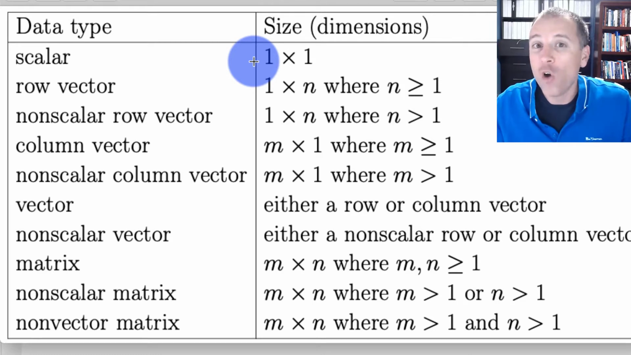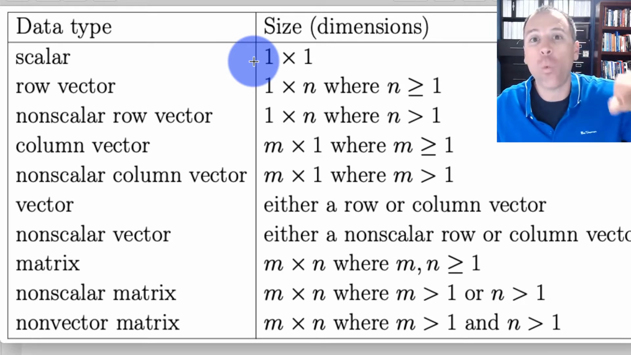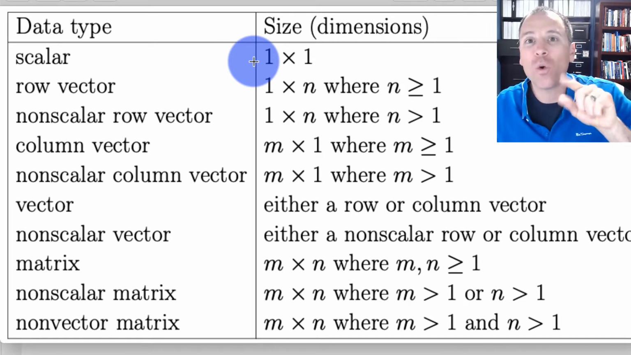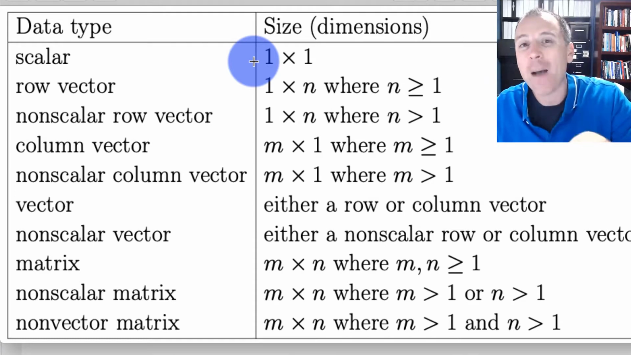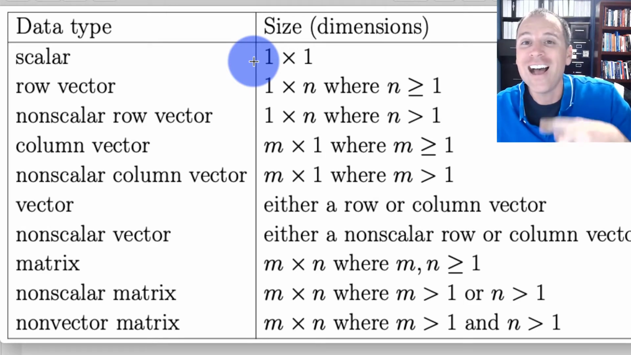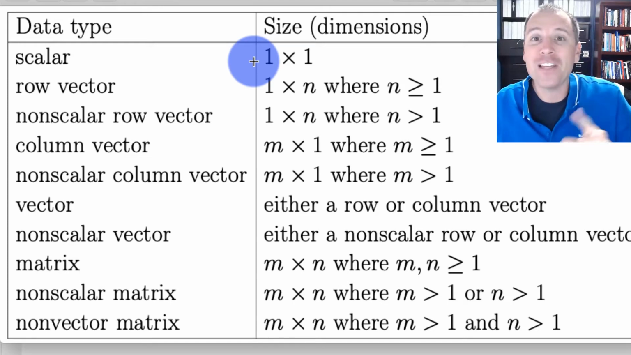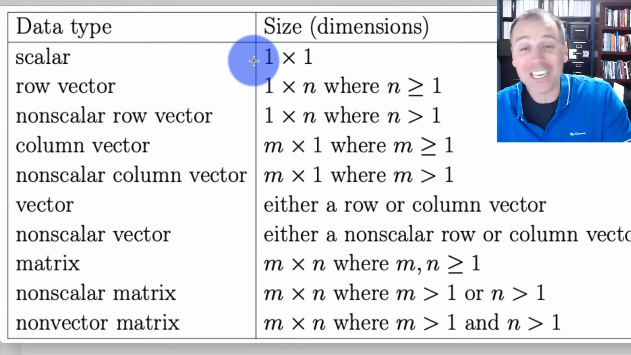Anytime we refer to a row vector, we say that that is a 1 by n vector where the number of columns n might be bigger than or equal to 1. If it's exactly equal to 1, that's called a scalar, but it's also called a row vector. Sometimes we want to be able to say, this is a row vector that's definitely not a scalar.